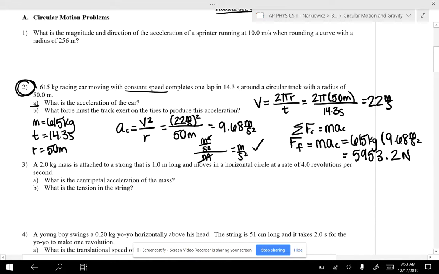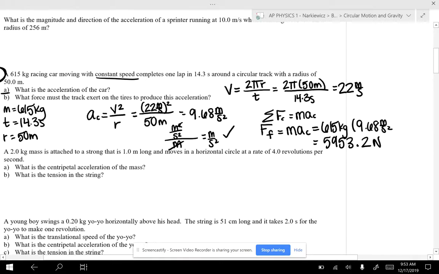Now, if we needed to, we could actually use this, since it is a force of friction, specifically static, because the tires are not sliding. We could use this to find the coefficient of friction, because we could figure out the normal force. So normal force is just going to equal mg, and we could solve for mu.